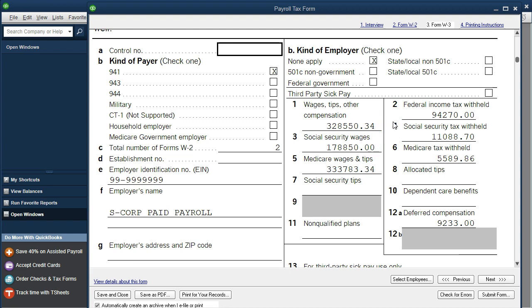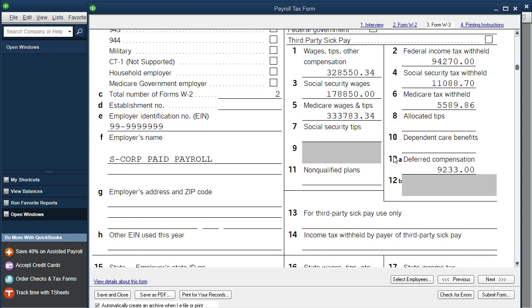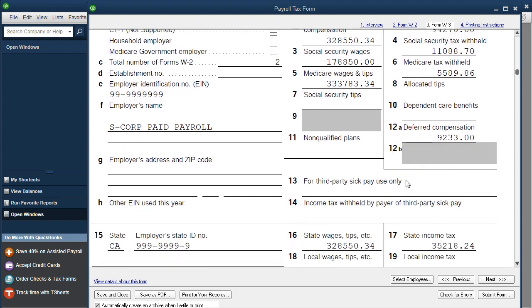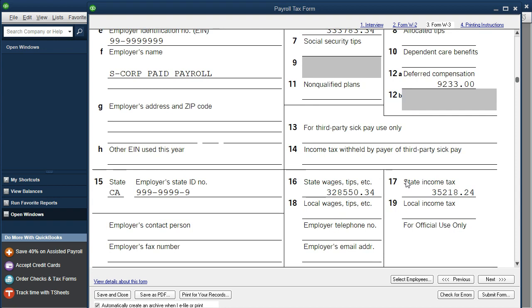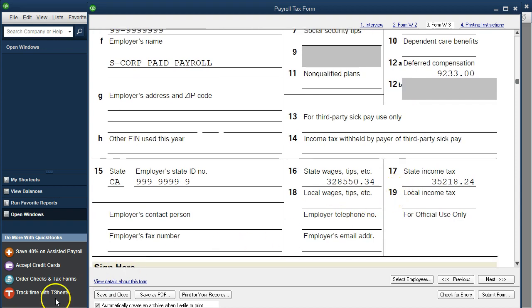Just remember that this is only the employee portion. So we'd have to just be looking at the employee portion, or half the amounts that would be reported on the 941s as we compare all these items out. Here's the deferred compensation for all of the box 12s and the state wages and state taxes.